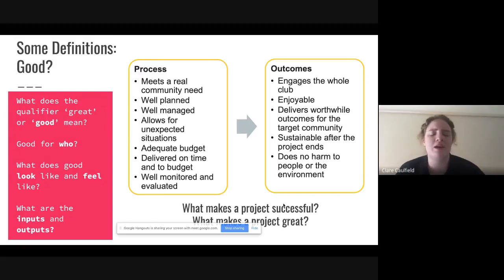But when we've asked people these questions before, the process parts that come up that make a good project is that it meets a community need, that it feels well managed and well planned, that it has an adequate budget, that it's delivered on time. And then the outcomes that a lot of people talk about is that it engages the whole club, it feels enjoyable and worthwhile, that it can be sustained year in, year out, or to do it again, and it doesn't cause any harm, because that would make a really great project if it wasn't harmful at all.